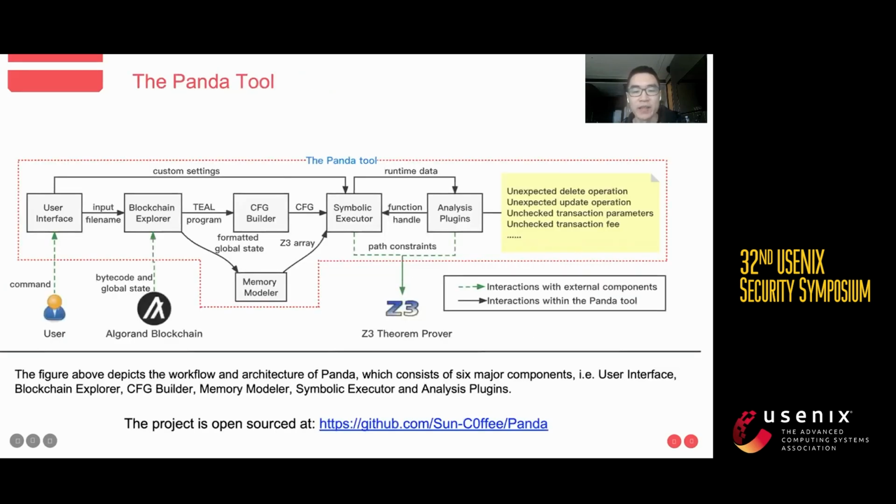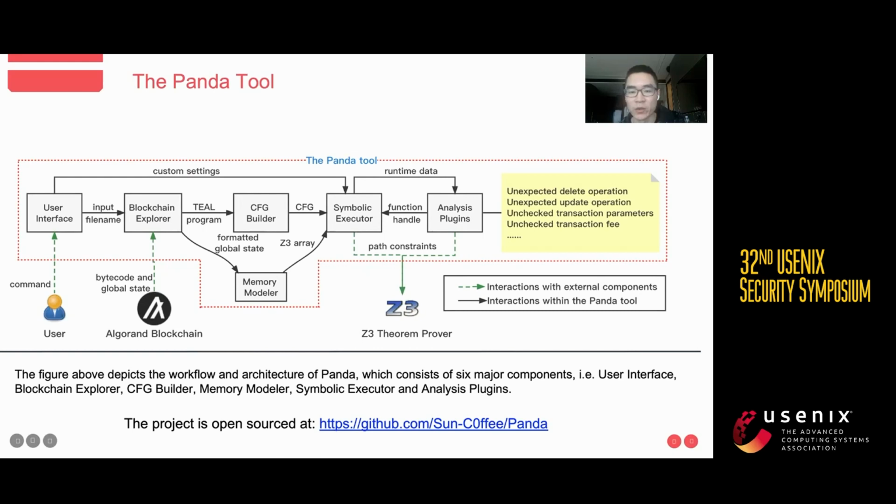We built Panda, an automated tool for detecting the aforementioned vulnerabilities. It takes user-defined settings and an application ID as input, then retrieves the program bytecode and the global state from the blockchain. This bytecode is disassembled into a TEAL program. The global state is stored as symbolic arrays in the memory model. The CFG builder creates a control flow graph from the TEAL bytecode. The memory model keeps the symbolic arrays for the symbolic executor, which includes an opcode handler registry and an executor.